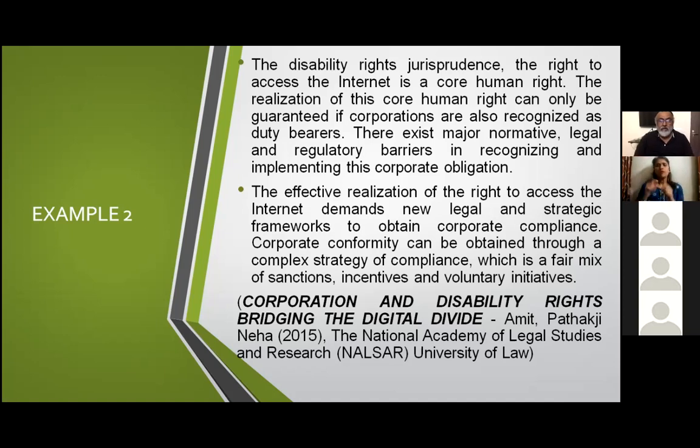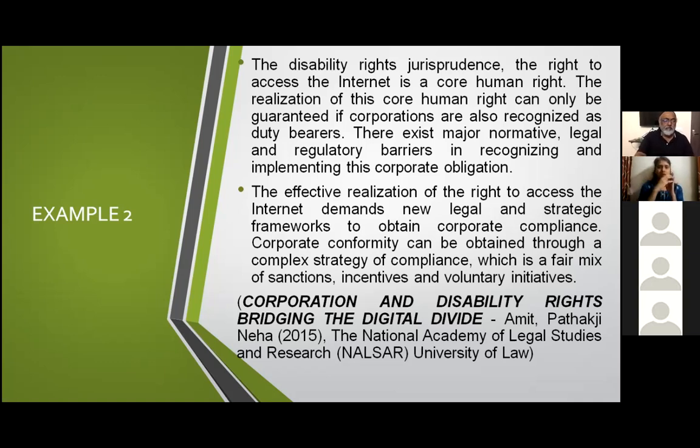Here the hypothesis begins by saying the disability rights jurisprudence, the right to access the internet is a core human right. The realization of this core human right can only be guaranteed if corporations are also recognized as duty bearers, so on and so forth. So this is the first paragraph.